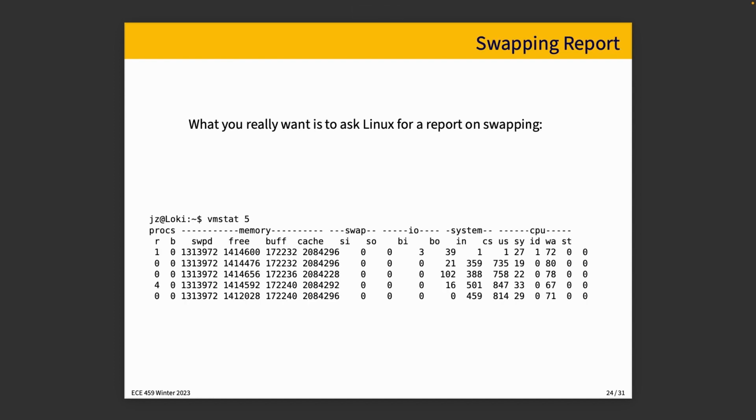What you actually want to ask about is for a report on swapping. And for that, the command is vmstat 5, and it gives you the swap in and swap out. These are the SI and SO columns to pay attention to. And in this case, they're all 0 in the example that I show here. That's excellent. That's what you want. It tends to indicate we're not swapping to disk, and it's not the performance limiting factor.